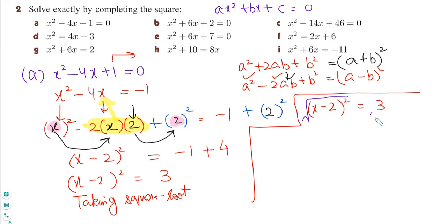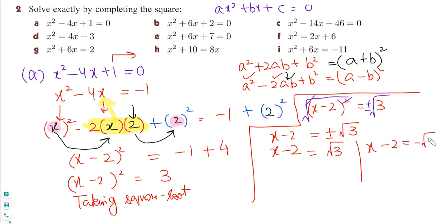Square root of this, square root of this as well, but with a positive and negative sign, right? With a constant. Okay. So square and square root cancel, and we're left with x minus 2 is equal to plus minus square root 3. Now, we can write two equations, one with the positive square root 3, and the second with the negative square root 3, right?